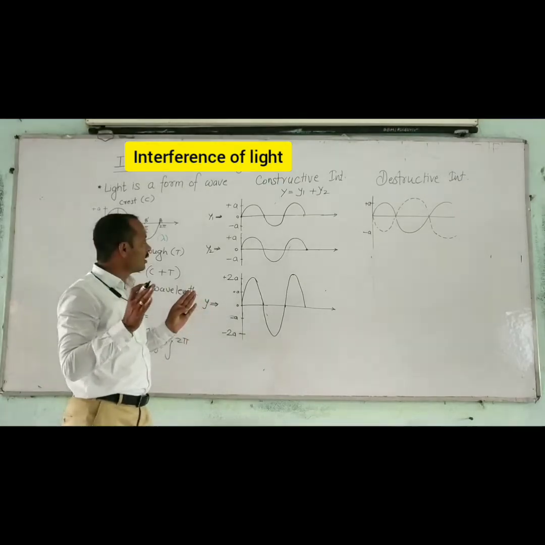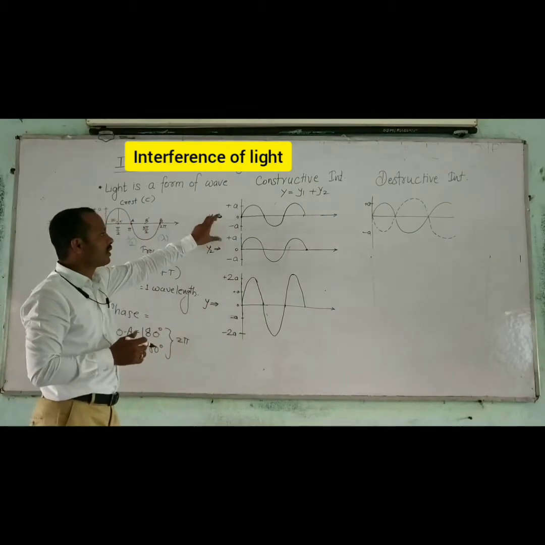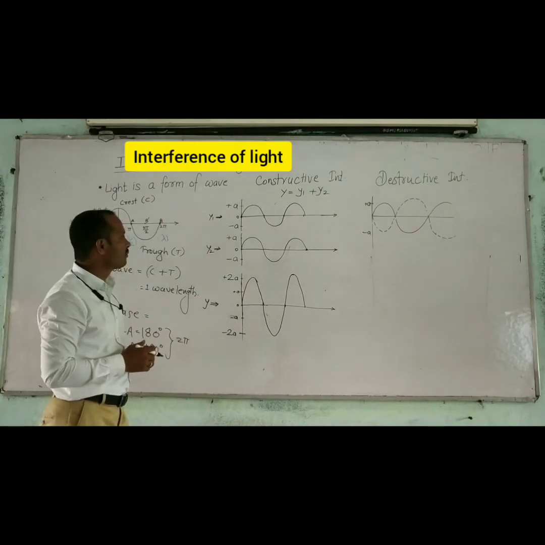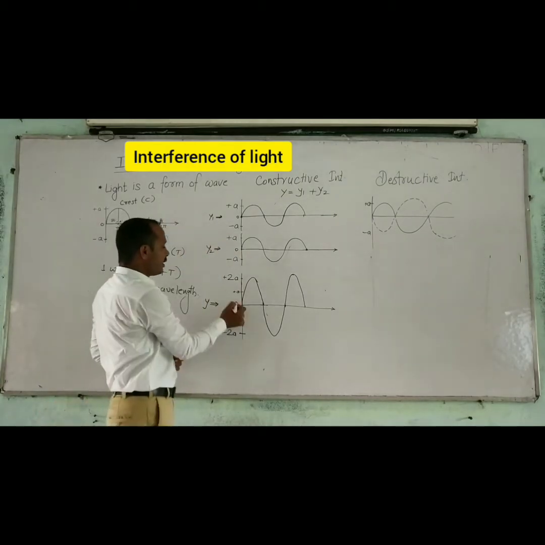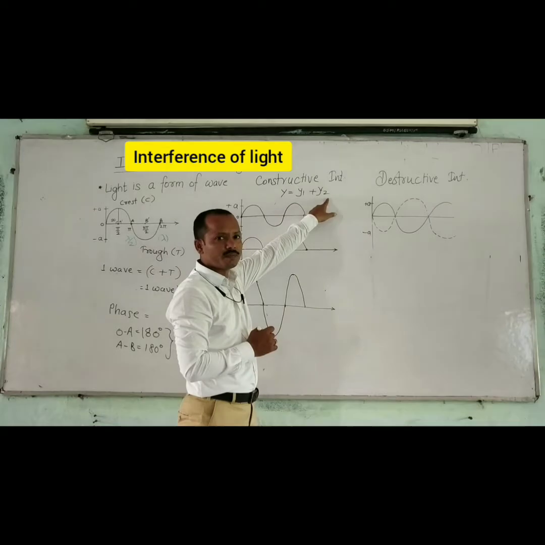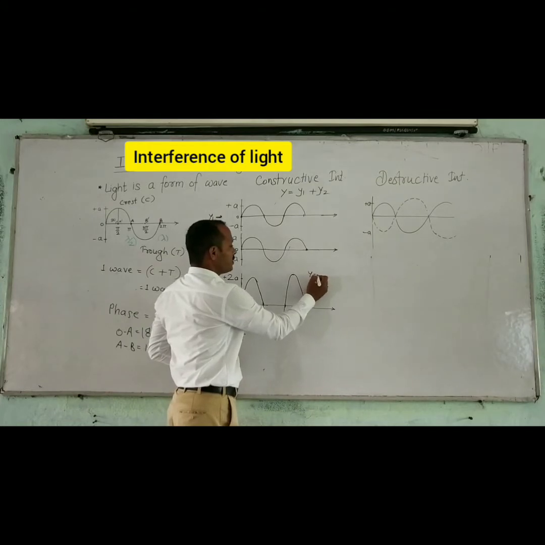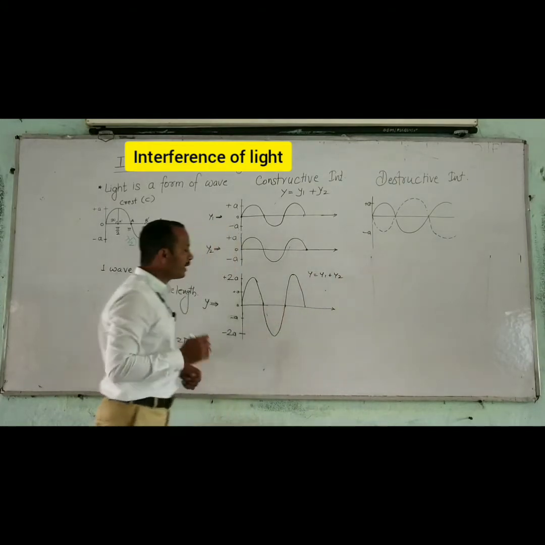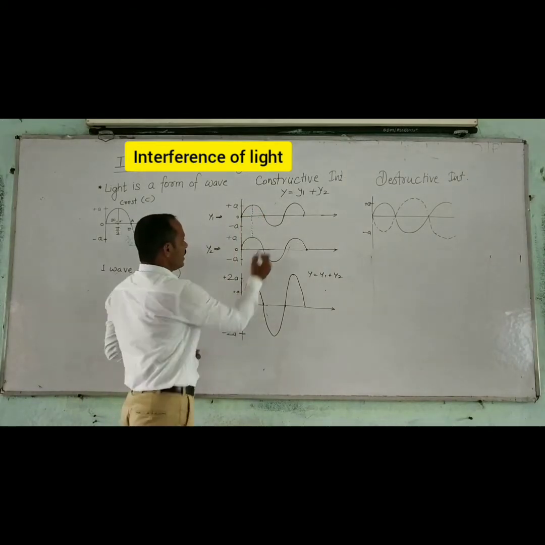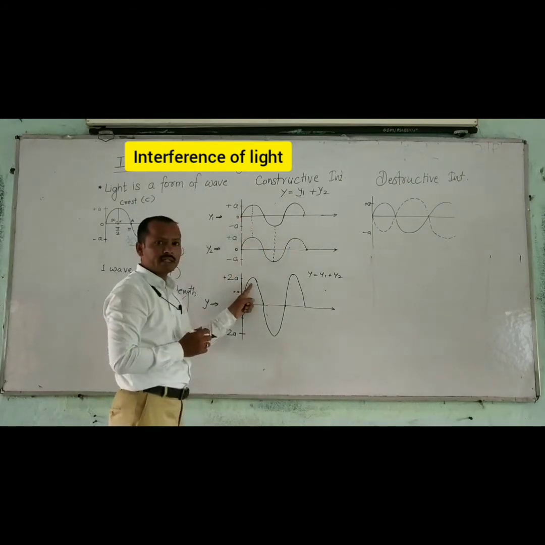Both waves have the same amplitude and the same frequency. Now when the two same waves travel through the medium along the same path, we get the combined wave y, which is equal to y1 plus y2, because the crest of one wave coincides with the crest of the other, and the trough of one wave coincides with the trough of the other. Therefore crest plus crest gives a crest here.